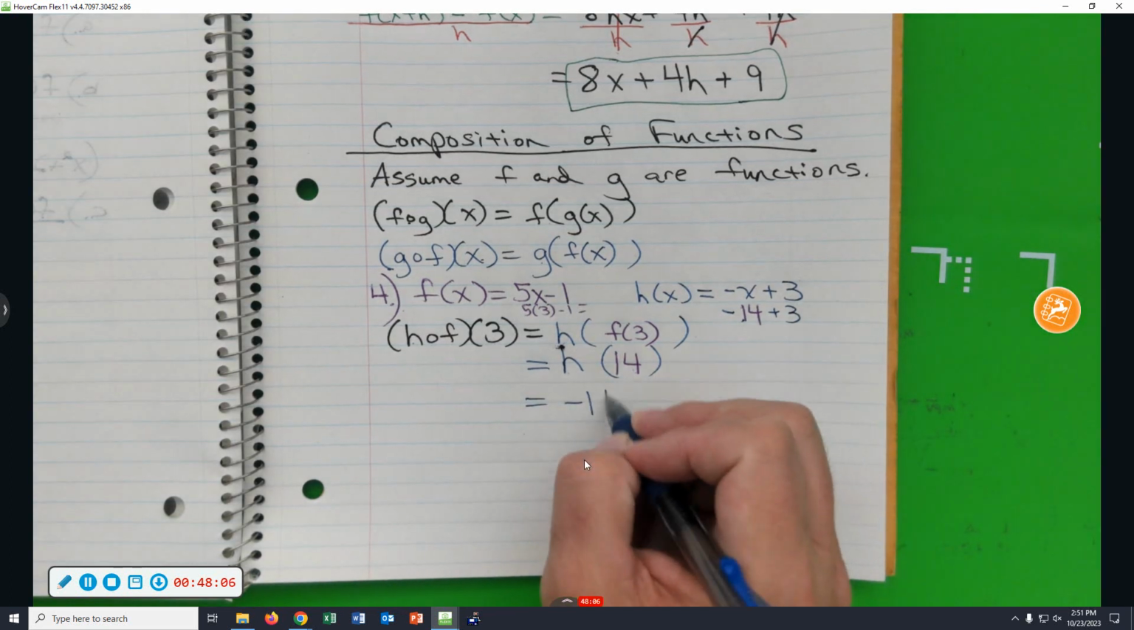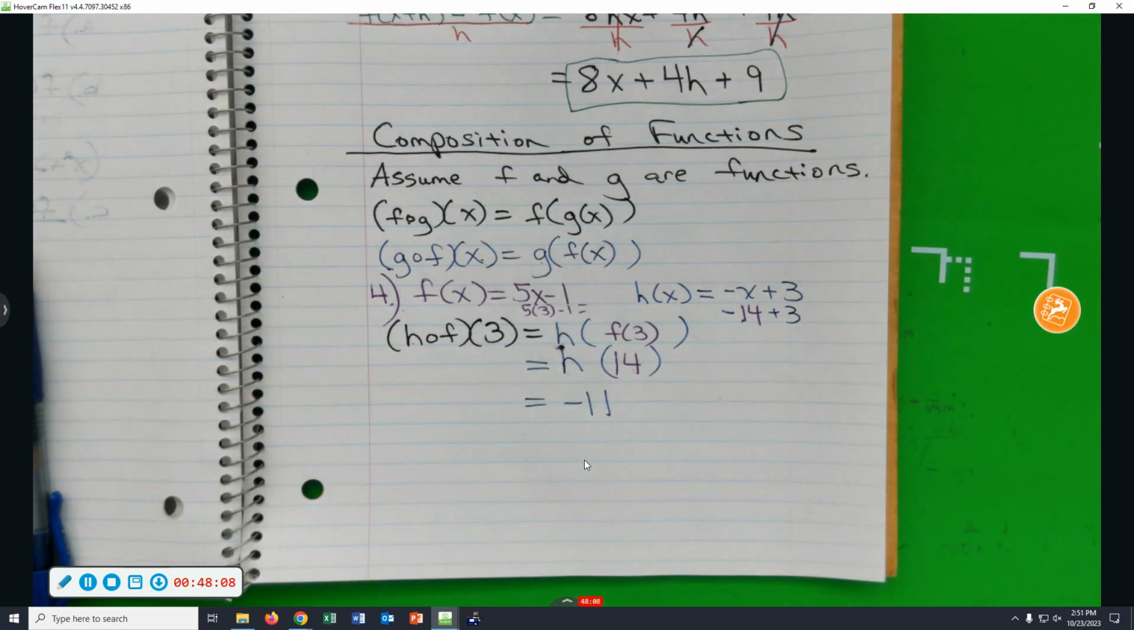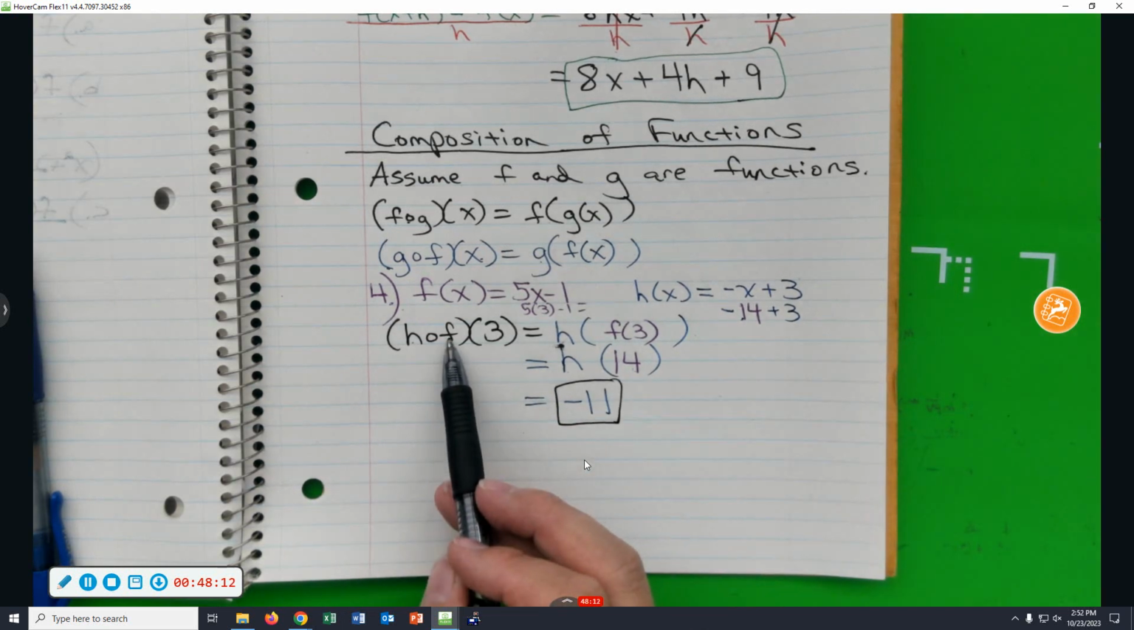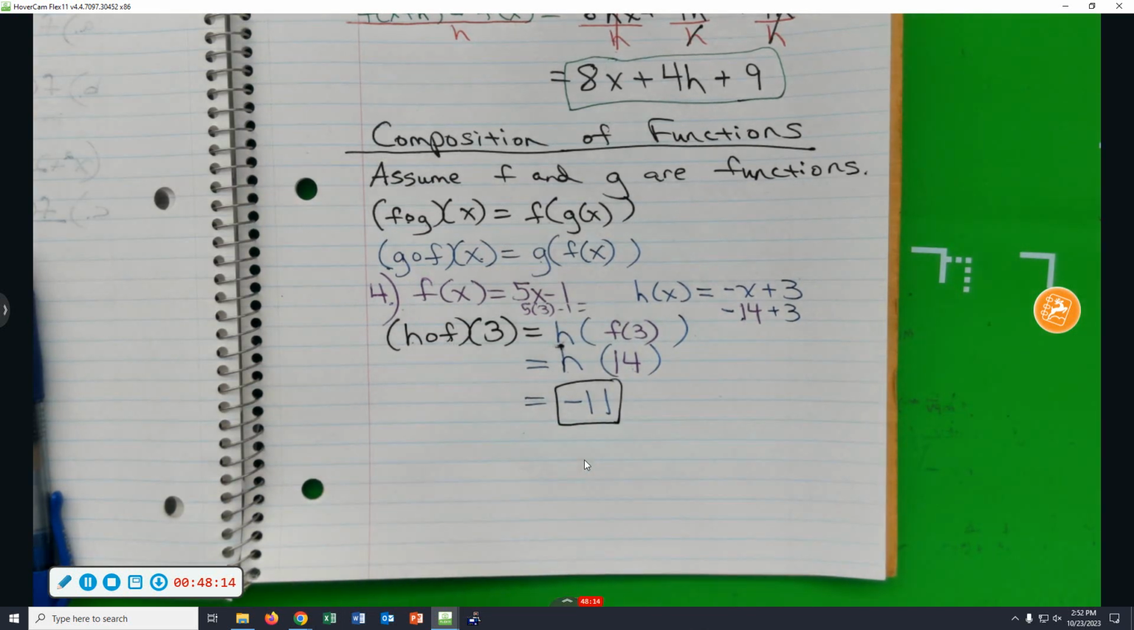So in words, plug 3 into the function beside it, f. Take that answer, plug it into the function beside it, h. That's symbolically what this is saying. Plug 3 into f, you get 14. Plug 14 into h, you get negative 11. Right?